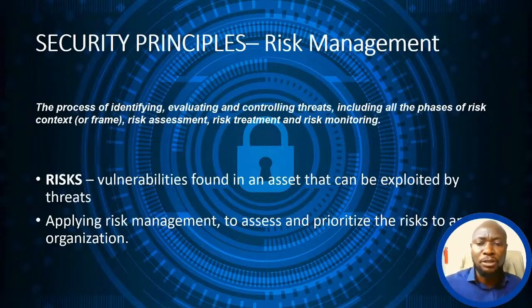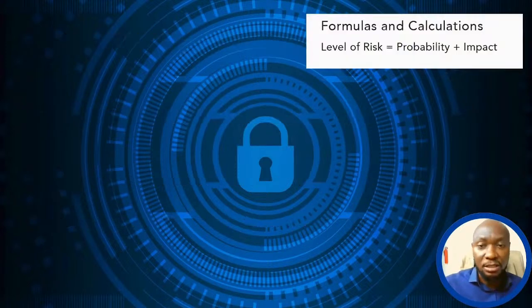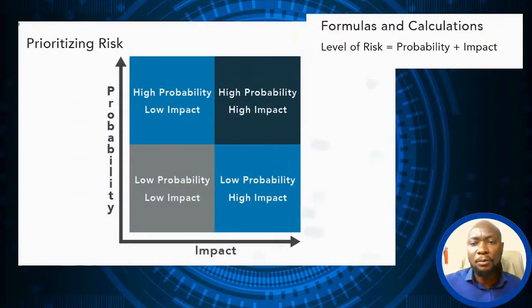Risk is basically a vulnerability found in an asset that can be exploited by threats. When you apply risk management, you are assessing and prioritizing the risk for an organization. So you have the concepts of high probability, low impact; high probability, high impact; low probability, low impact; and low probability, high impact. This is a matrix that you can use to categorize risk within an organization.